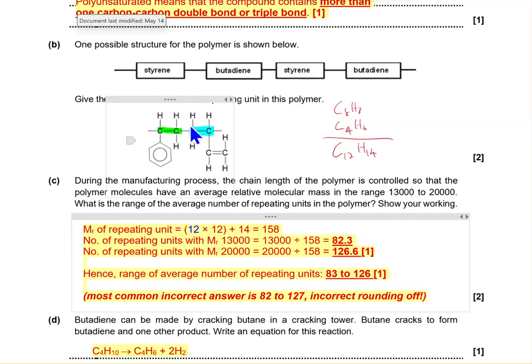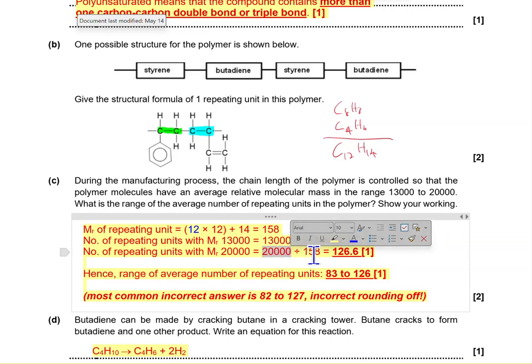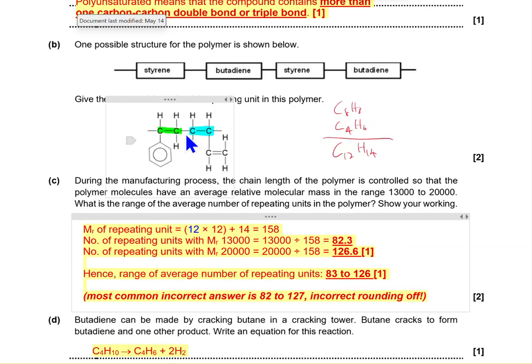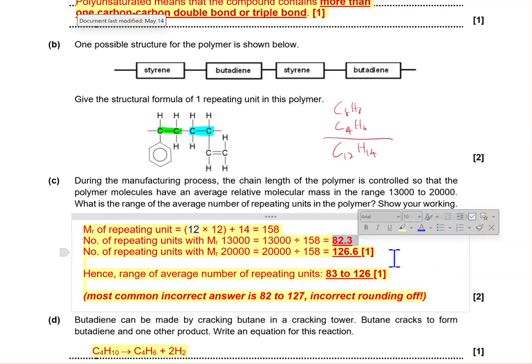Then how many repeats can I have if I have 13,000? So I take 13,000 divided by 158, which is 82.3. Exactly 82.3 to be 13,000. And then 20,000 divided by 158, exactly 126.6 to be 20,000. But we know that a repeat unit cannot be cut off, right? It must be the entire repeat unit. So in order to be at least 13,000, I must round up this number to 83.